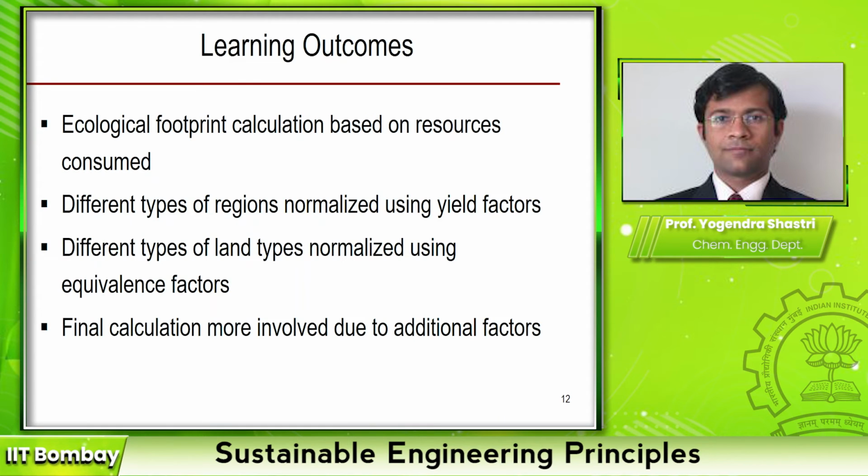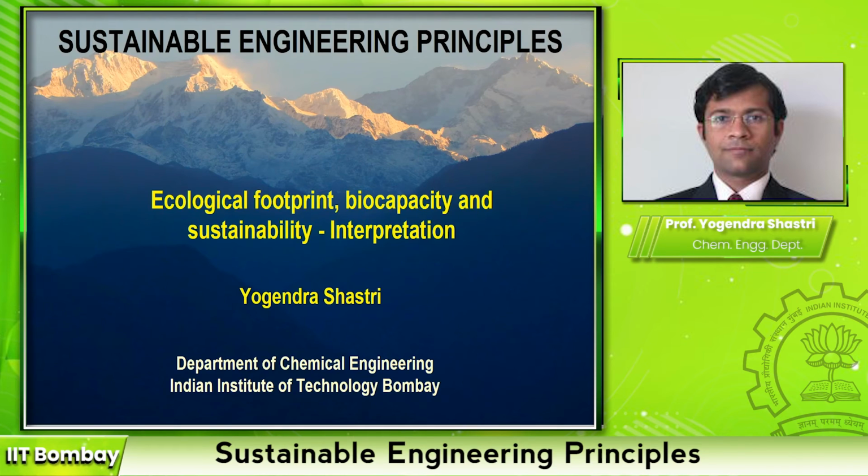So the important learning outcomes of this module are: ecological footprint calculation is based on resources consumed, different types of regions are normalized using yield factors, different types of land are normalized using equivalence factor, and one thing I want to highlight is that the calculations discussed in this module are very preliminary. These tell you the conceptual way of calculating. The actual calculations are much more involved because of various additional factors.